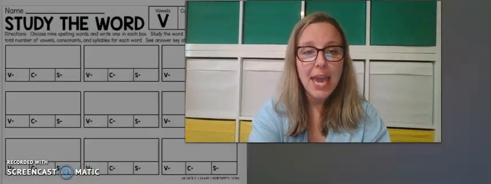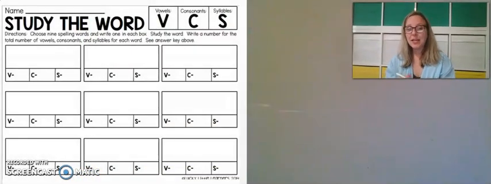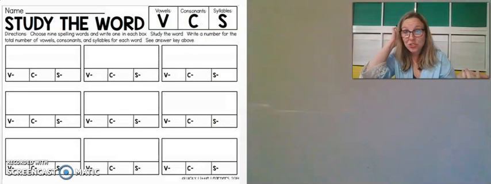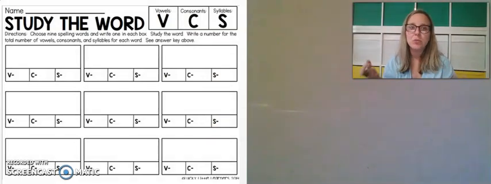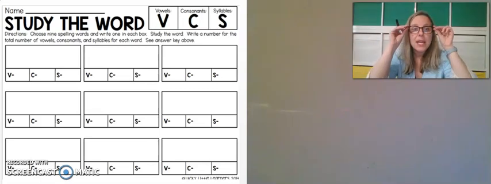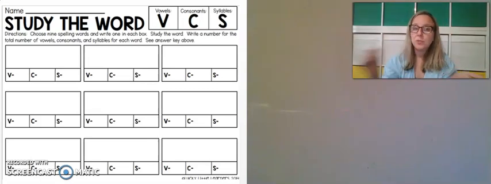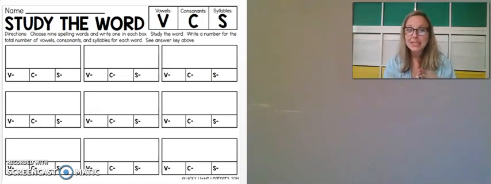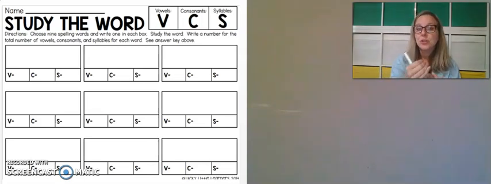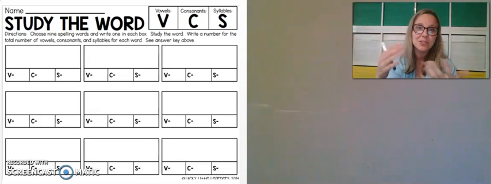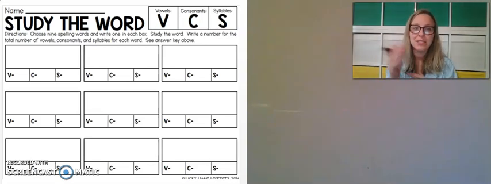So looking at your worksheet here, it says choose 9 of your words. So you don't have to do all 12 of them. You just pick the 9 that you would like to do today. And we're going to write those words in the boxes. And then it says write a number for the total number of vowels, consonants, and syllables for each word. And then it says see the answer key above. So V is vowels, C is consonants, S is syllables.